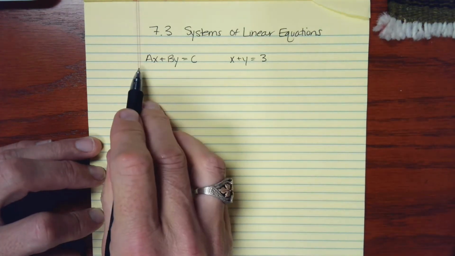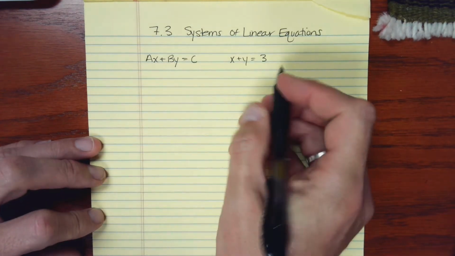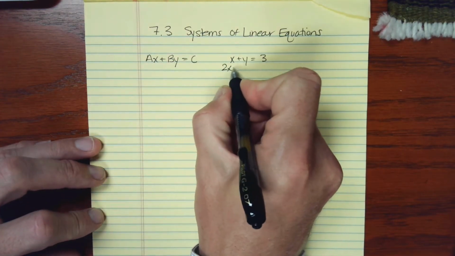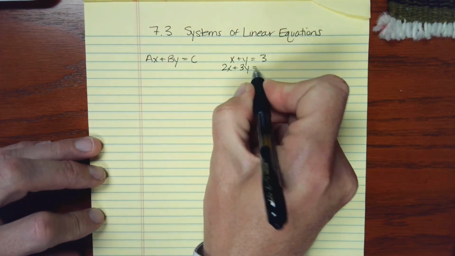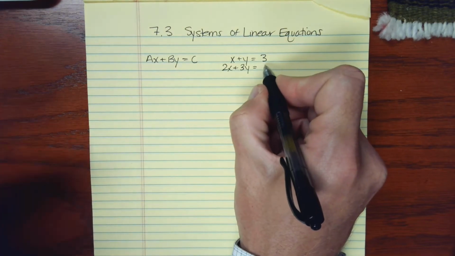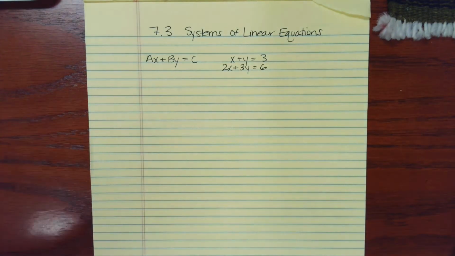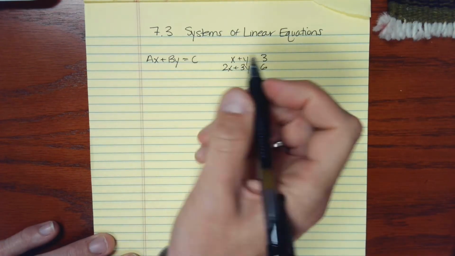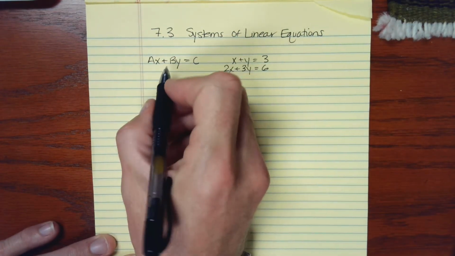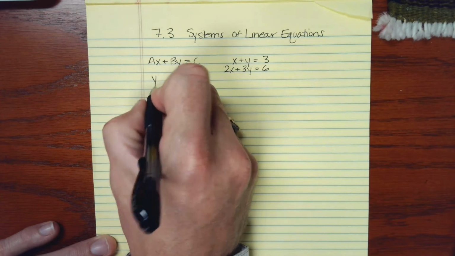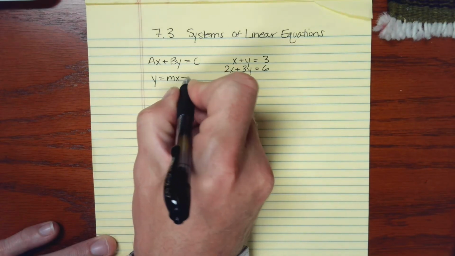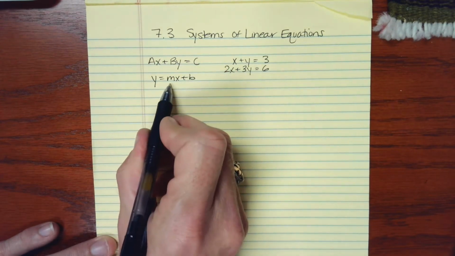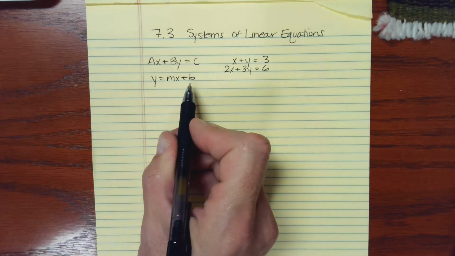Now, in some situations, these multiples may just be 1, so this could look like x plus y equals 3. Or we may have coefficients other than 1, so it could be 2x plus 3y equals 6. It's also common to write a linear equation in the slope-intercept form. That looks like y equals mx plus b, where m is the slope and b is the y-intercept.